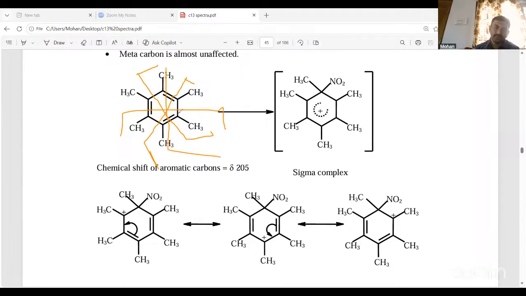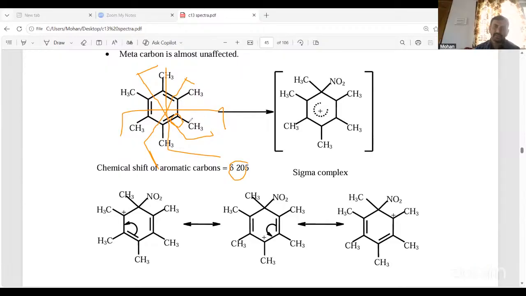So you have only one. You consider only one carbon, right? So the aromatic carbon. Okay. So for the aromatic carbon, the delta value is 205. On this particular hexamethyl benzene, the electrophilic substitution reaction, that is the nitration reaction, takes place here.